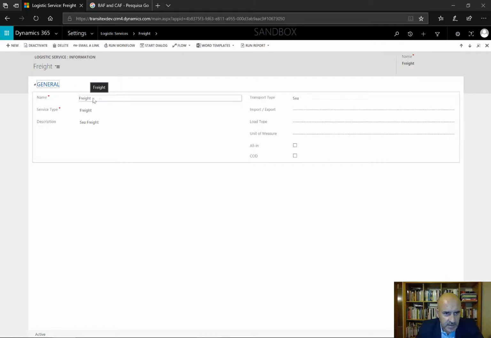So obviously it needs a name or a code. Sometimes freight forwarding companies know the services by their code name. You have to define the service type.